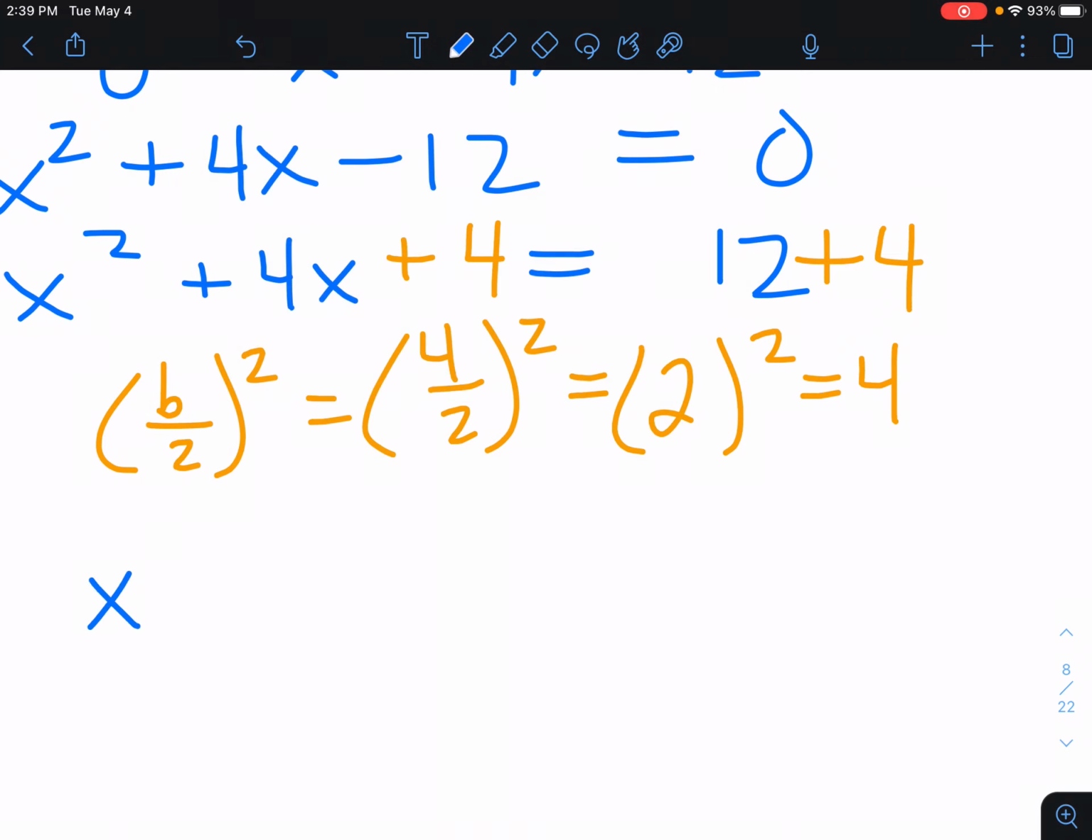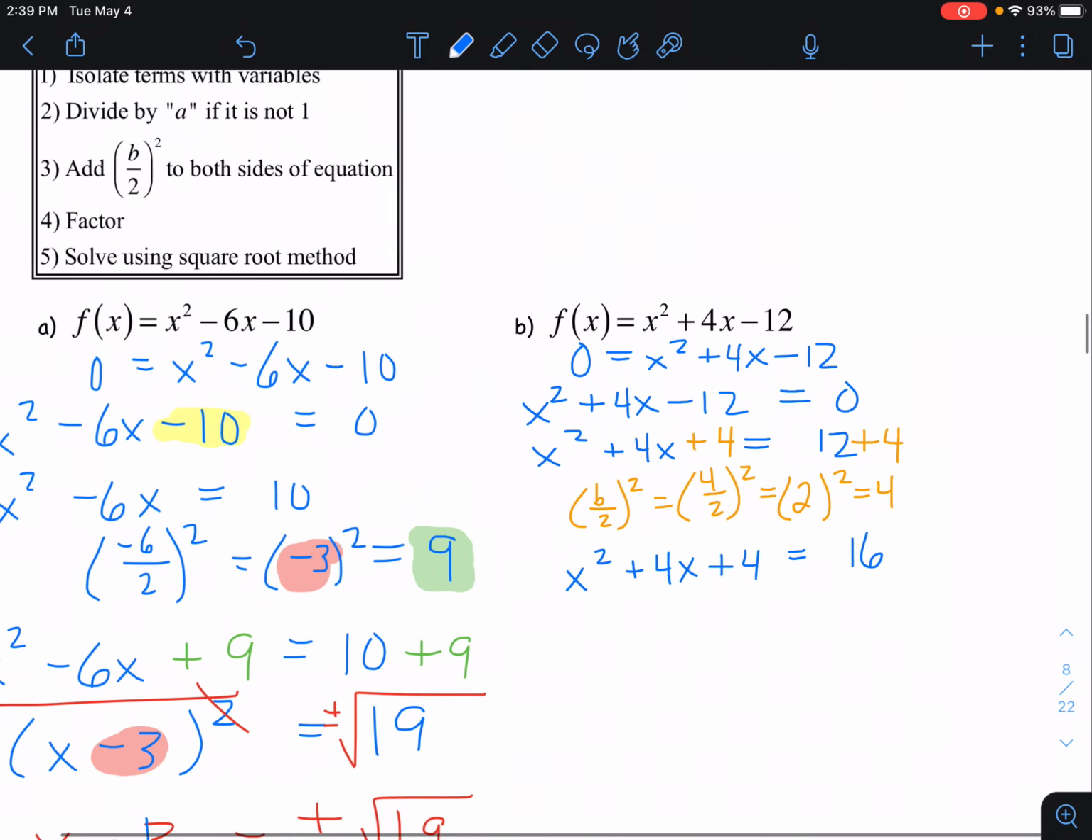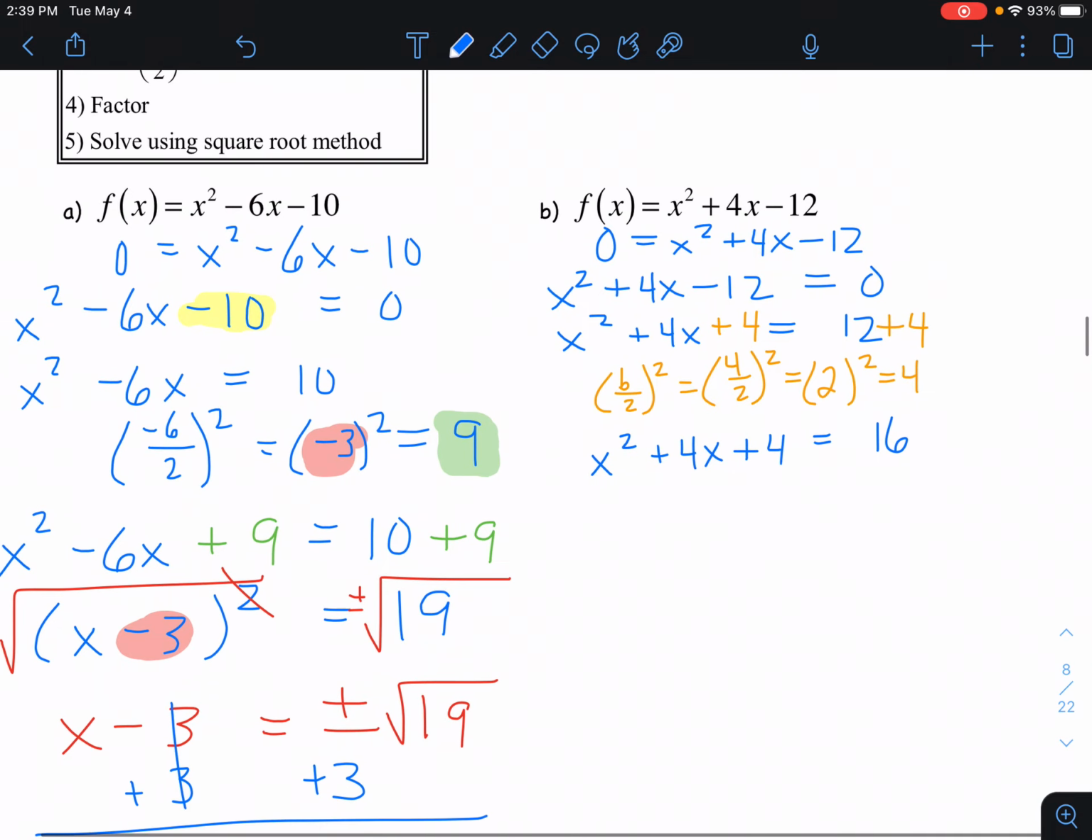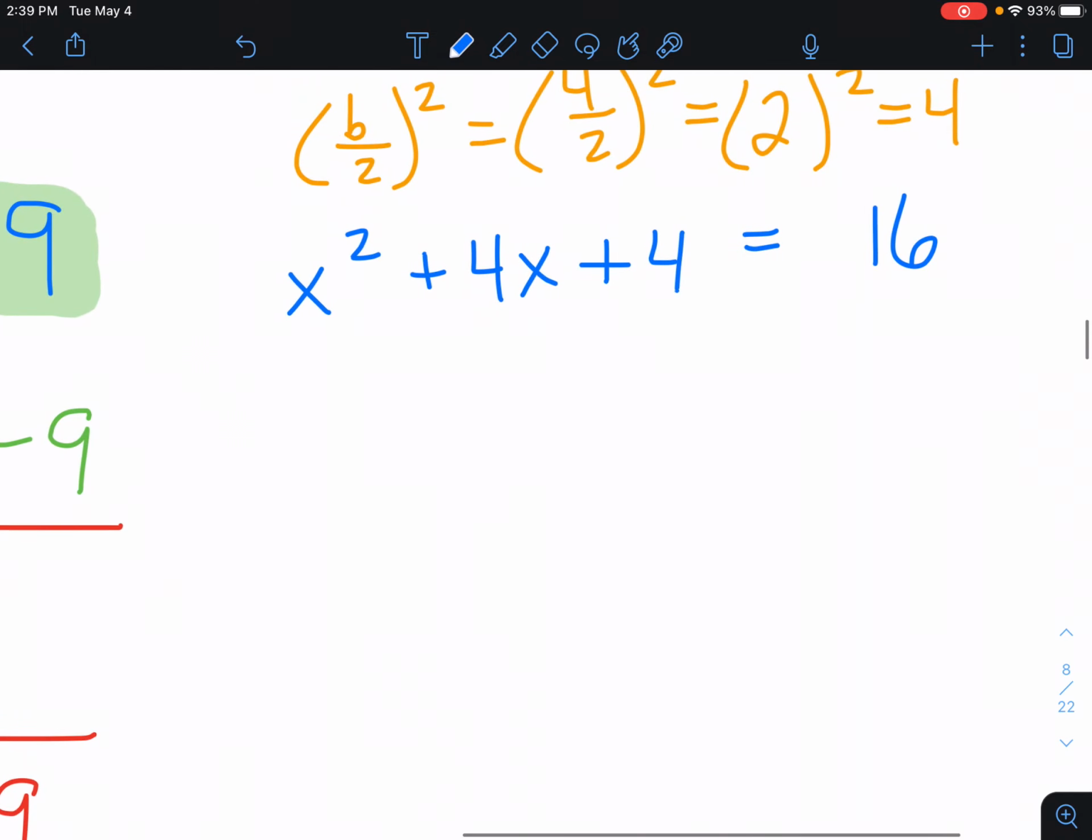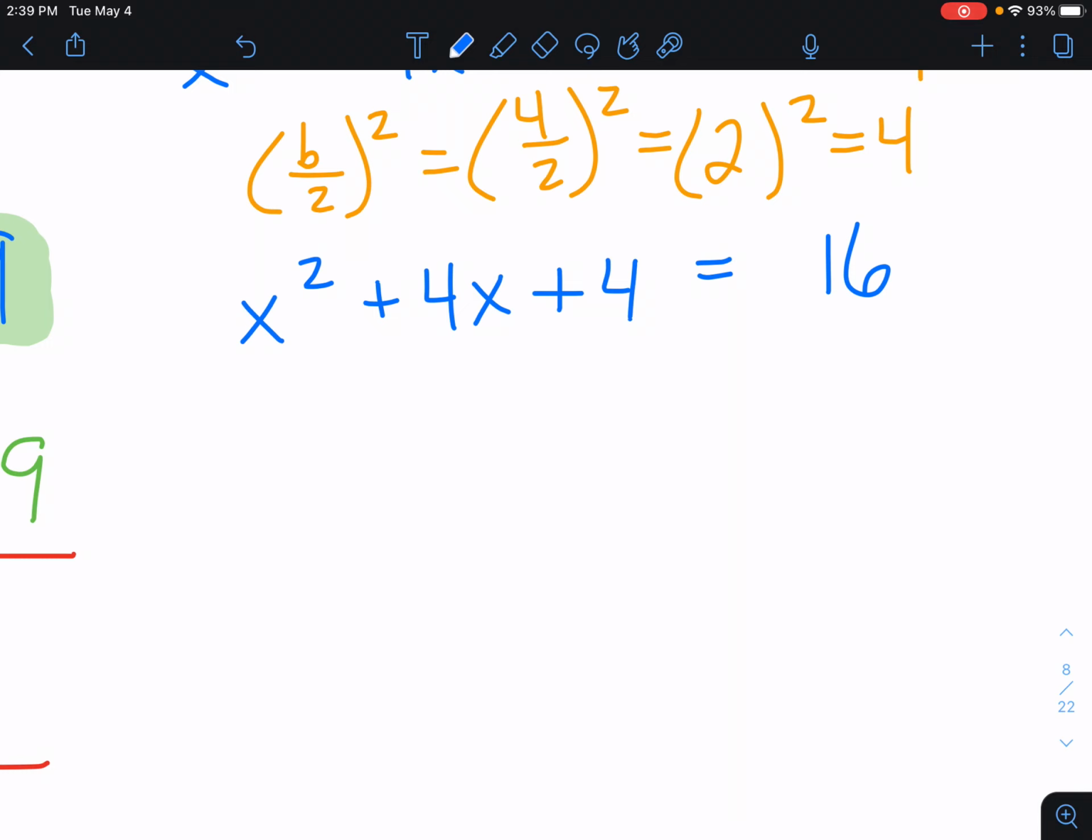So on the left side, just bring down your x squared plus 4x plus 4. And on your right side, 12 plus 4 makes 16. Then after that, we want to factor the left side. So we're going to put parentheses squared, just like the last problem.